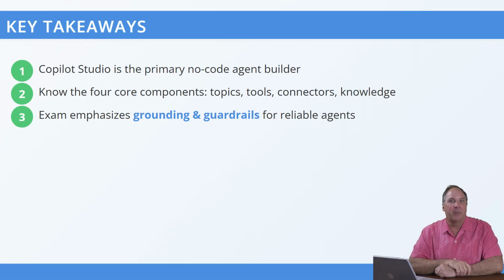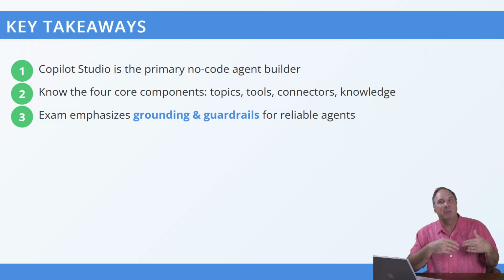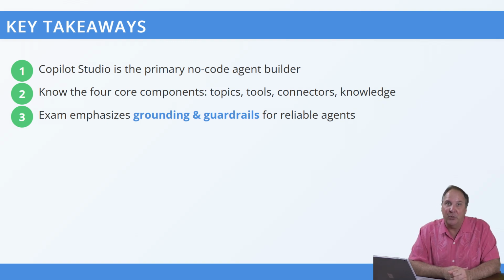4 things to remember from this lecture. Number 1, Copilot Studio is your go-to for no-code agents. When speed and simplicity are priorities, this is where you start. 2, master the 4 core components: topics, tools, connectors, and knowledge. They'll come up repeatedly on the exam. 3, the exam loves grounded, secure designs. Whenever you can mention knowledge grounding or governance features, do it. 4, use Copilot Studio when speed and simplicity are the priorities. Don't overcomplicate when this tool can handle the job.